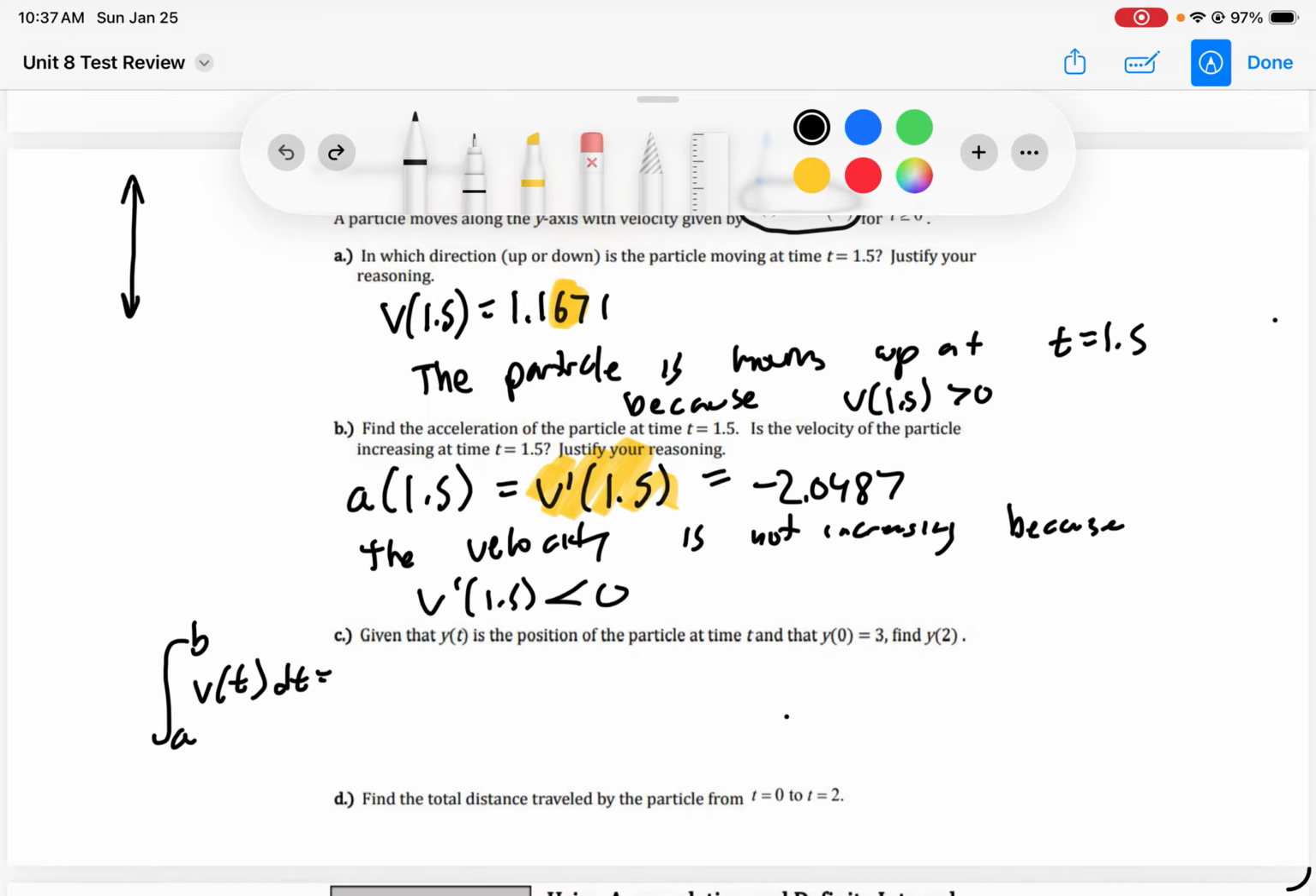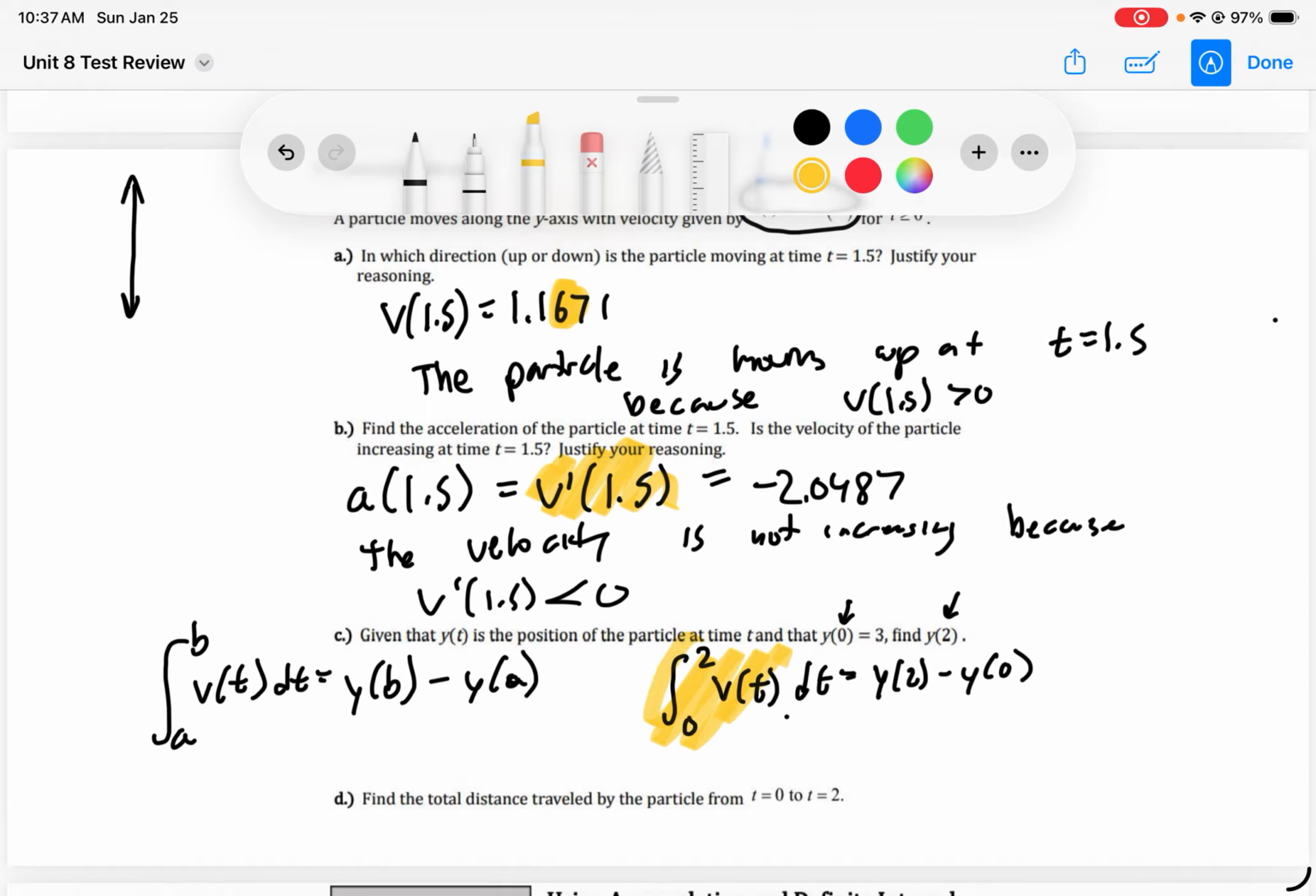I'm going to call it y of b minus y of a. Remember, this part is displacement. If I start somewhere and I subtract where I finished, that gives me the displacement. So I'm going to use this to help us in this problem. I'm going to integrate velocity from 0, because that's the one I'm given, and I want to find the position at 2, of v of t. V of t is defined, so I don't need to write it all out. That would be equal to y of 2 minus y of 0.